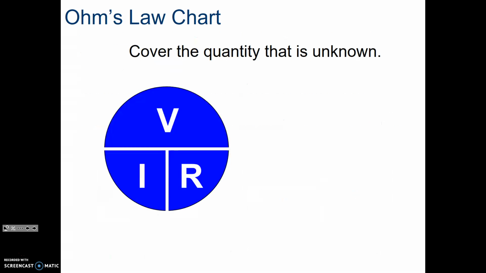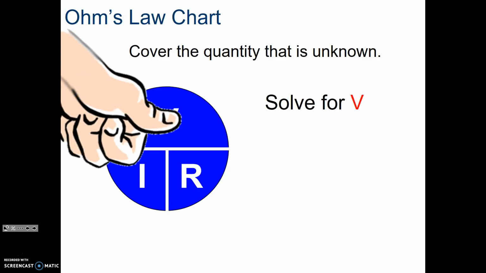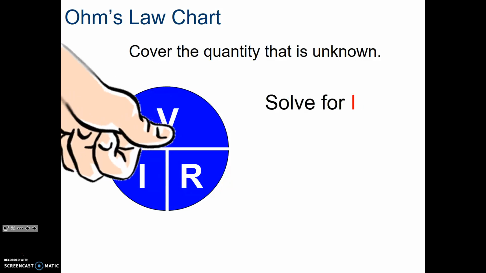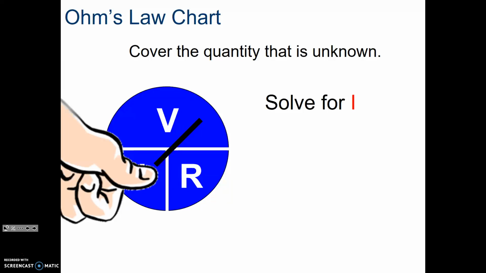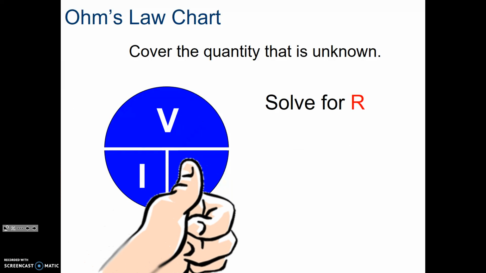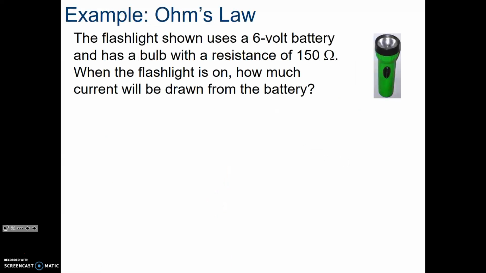Now, I want you to draw this picture. Pause here. Now draw it. Once you're done drawing this, you can actually use this. So if you cover up V, the equation is I times R. If you cover up I, it will be V over R. And if you cover up R, then it's V divided by I.